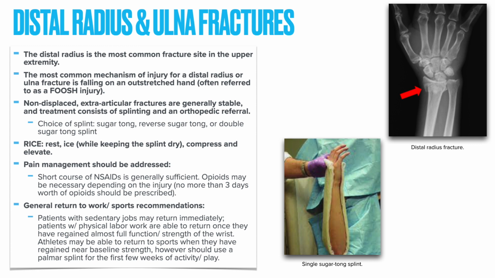So the general return to work or sports recommendation for these patients: those with sedentary jobs can return to work immediately. However, patients with physically labor-intensive work should not return until they have regained almost full function and strength of the affected wrist. And then for athletes, they too should return to sports when they have regained near their baseline strength. And once they do return to playing sports, they should be instructed to use a palmar splint for the first few weeks of activity and play, just for extra support for that wrist that was affected.